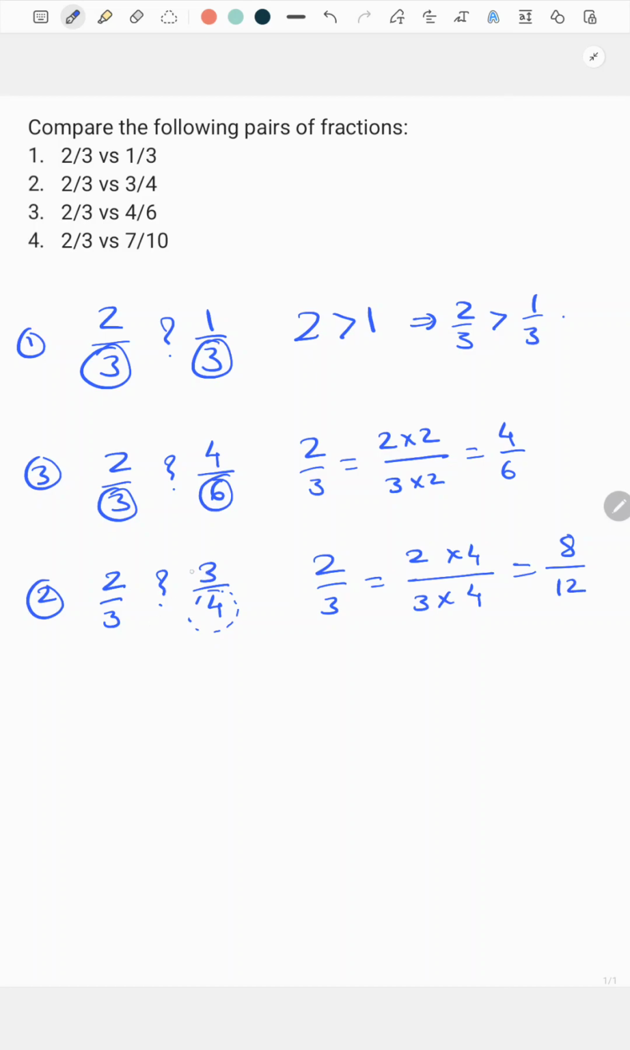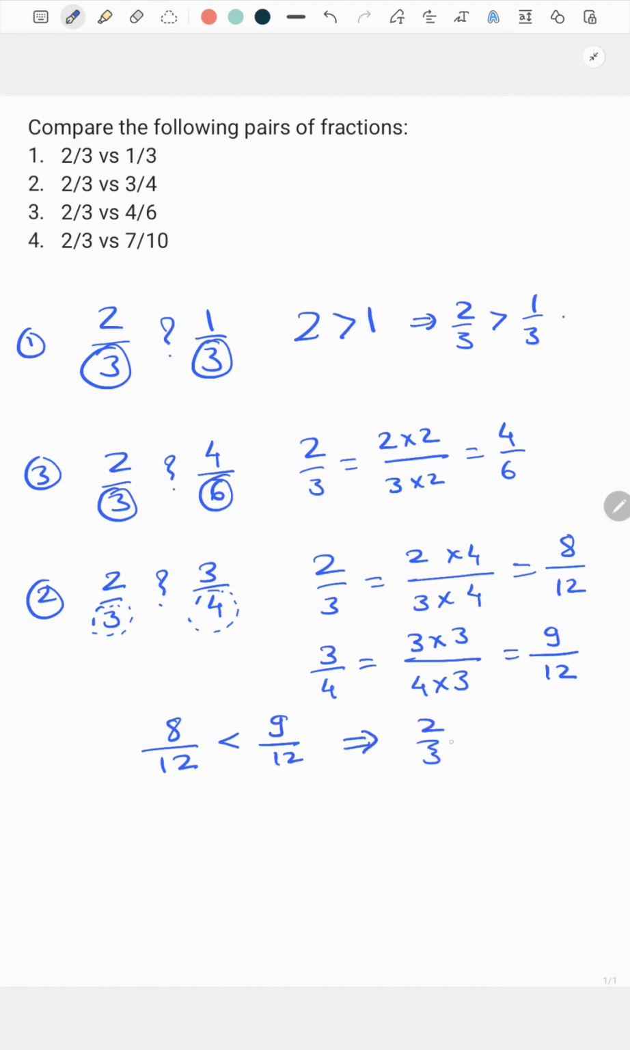And 3/4 is again a fraction. I'm going to multiply the numerator and denominator by the denominator of the first fraction. So 3/4 becomes 3 times 3 divided by 4 times 3, which is 9 divided by 12. So now we can compare these fractions. These two have the same denominator, so we can compare them. We know that 8 divided by 12 is clearly less than 9 divided by 12, which means 2/3 is less than 3/4.